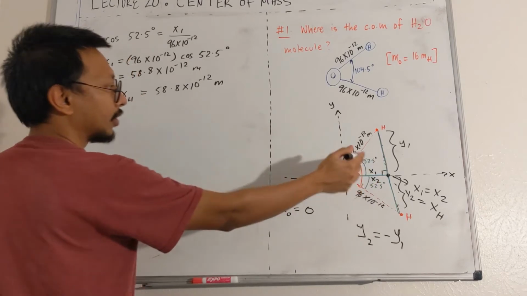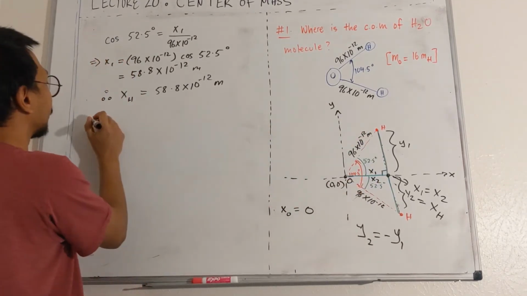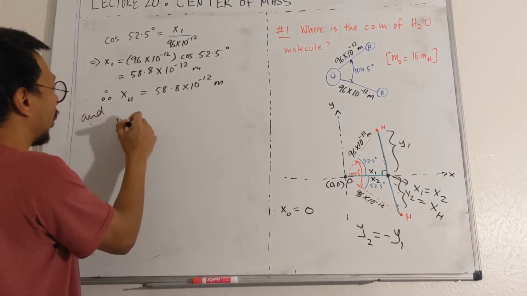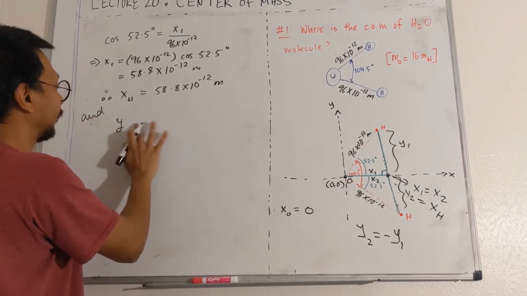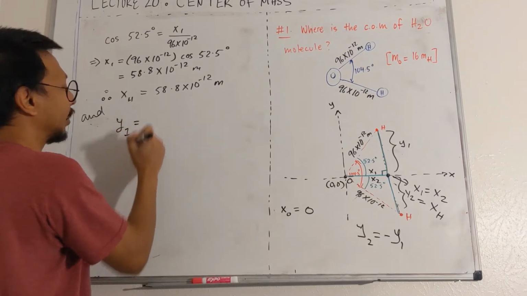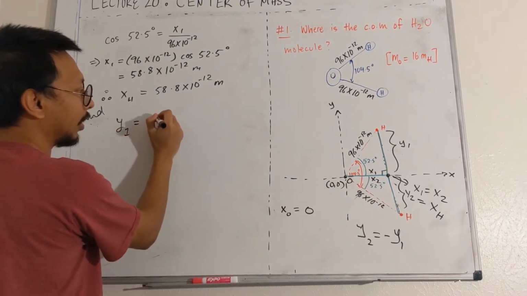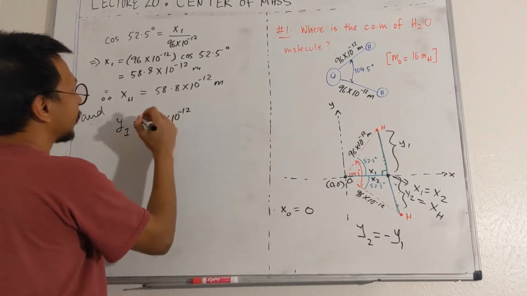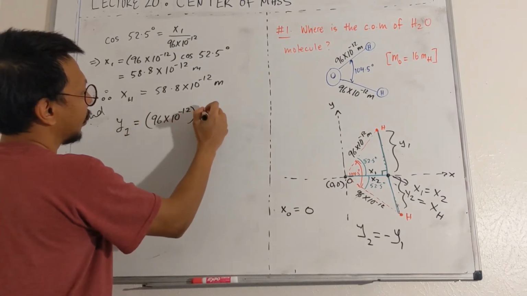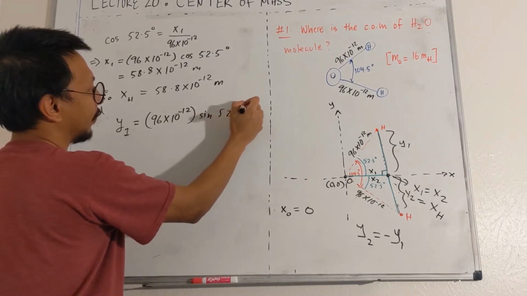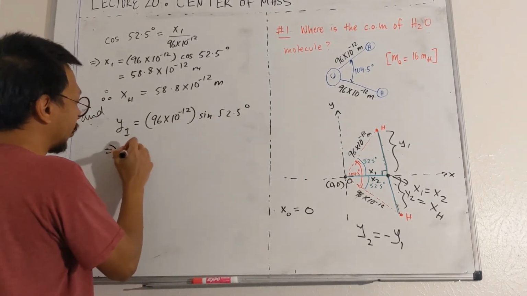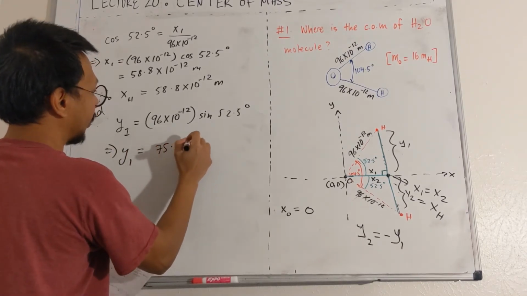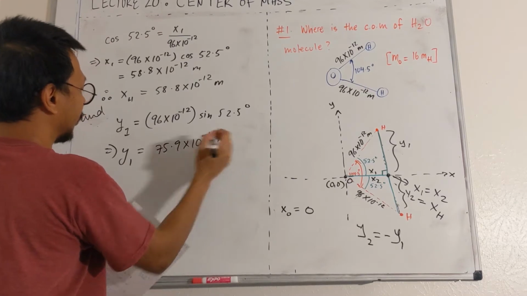This is the opposite side of this triangle, so we can use sine. So y1 is equal to the hypotenuse, 96 times 10 to the minus 12, times sine of the angle 52.5 degrees. Then y1 is equal to 75.9 times 10 to the minus 12 meters.